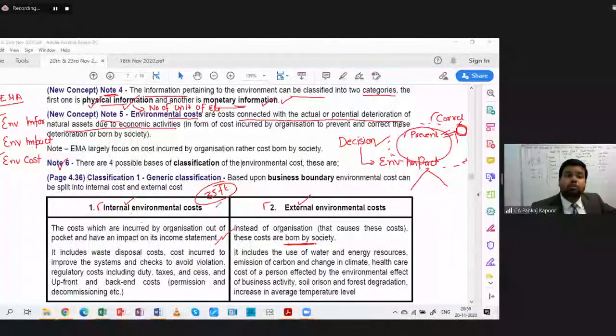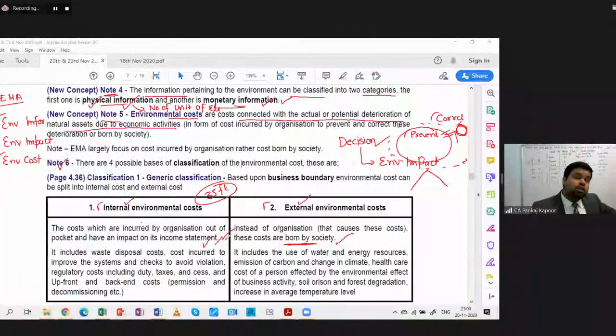And then the cost is borne by whom? Who is supposed to clean the Ganga? Who is supposed to run the Namami Gange? It's the government. It means the cost is sometimes borne by society, which is caused by the action of the company.